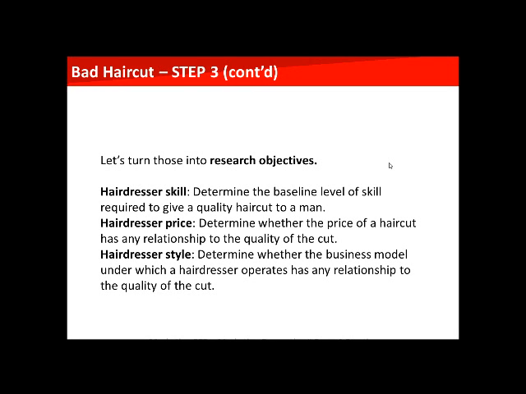So let's turn all of those constructs that I've just identified into research objectives. So for hairdresser skill, determine the baseline level of skill required to give a quality haircut to a man. So I need to know what is the basic level of skill that you need in order to be able to give a good haircut to a guy. Then I need to determine whether the price of a haircut has any relationship to the quality of the cut. So I need to know, I said price can sometimes be a good surrogate. You can figure out that things that are more expensive tend to be higher in quality, but it's not always true.